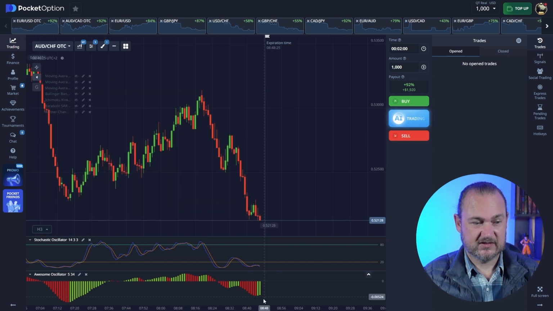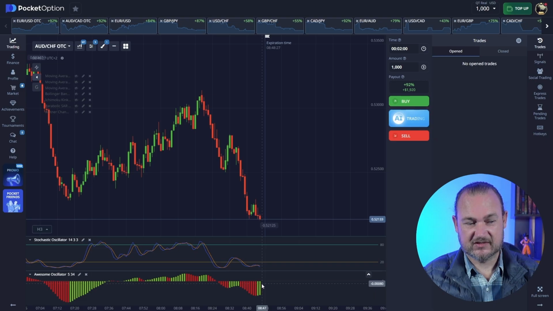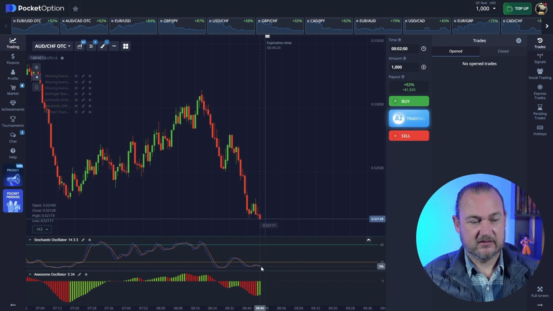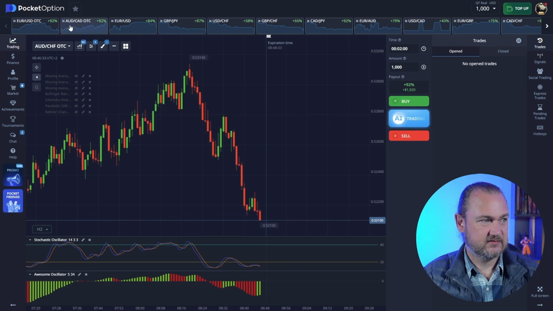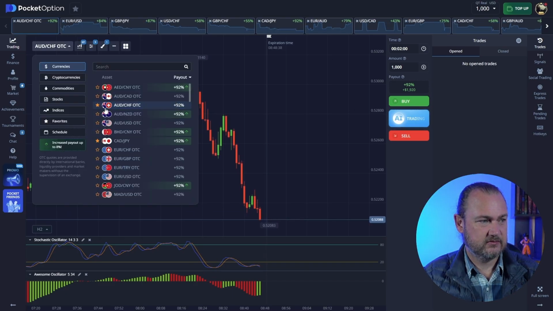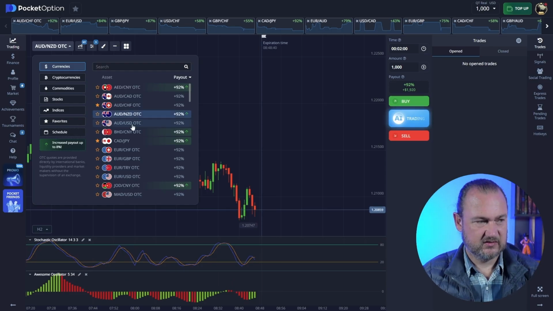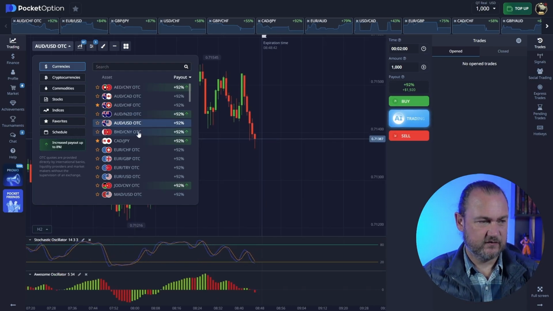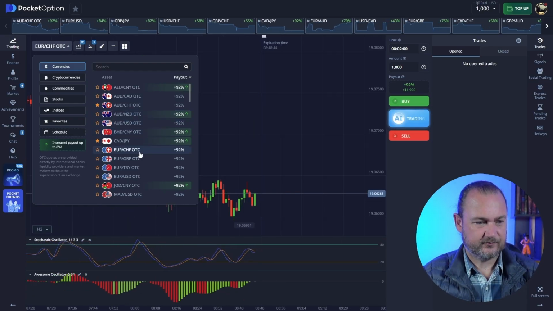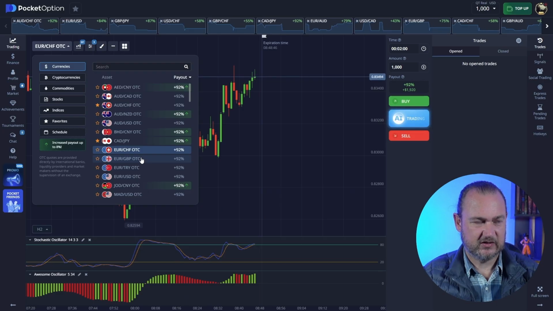Again, we've got something setting up here. We've got the Awesome Oscillator turning green, and we have our stochastic in oversold. So I'm going to take these two out, and we'll put a pin on this one. We'll come back to that in a minute or so. In the meantime, we'll just see if we can find any other potential entries for that matter.